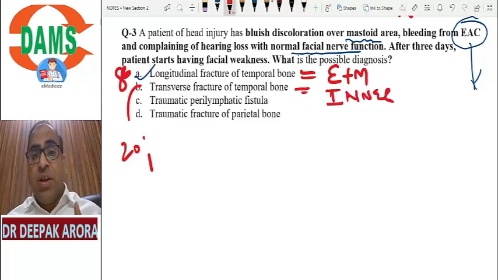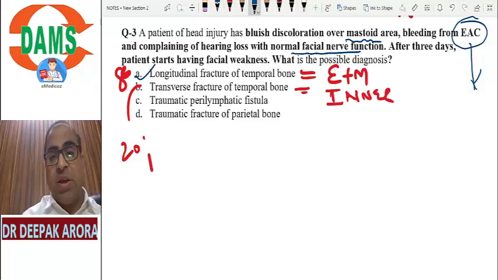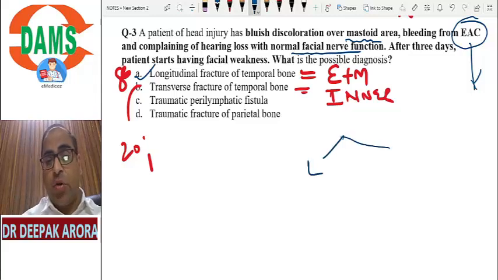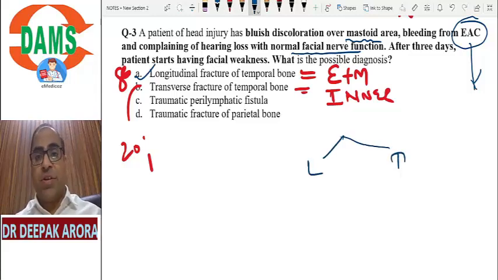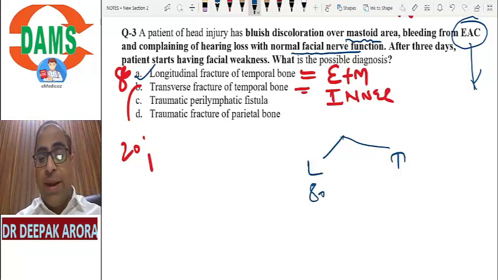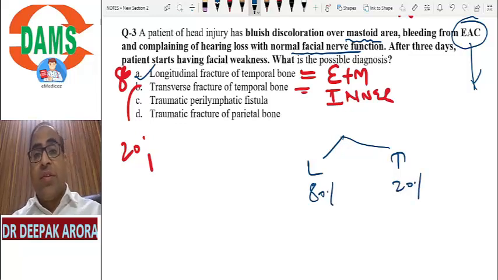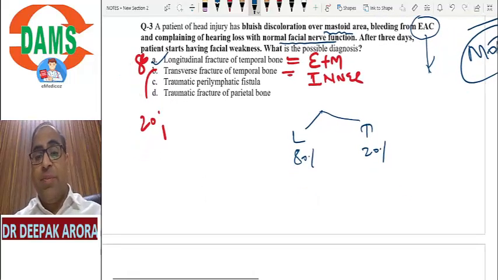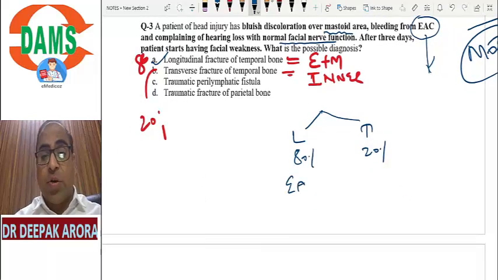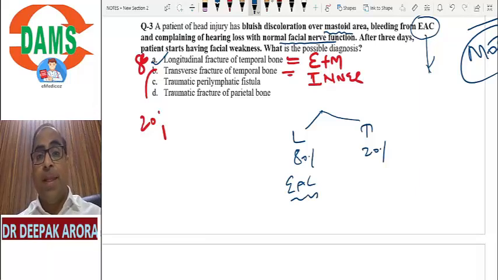When there is a transverse fracture, there is trauma to the inner ear. So from here, I will just make a diagnosis: longitudinal fracture, transverse fracture. Longitudinal is around 80%, transverse is very less common, that is 20%. In longitudinal fracture the external ear and middle ear are involved, therefore external auditory canal bleeding.